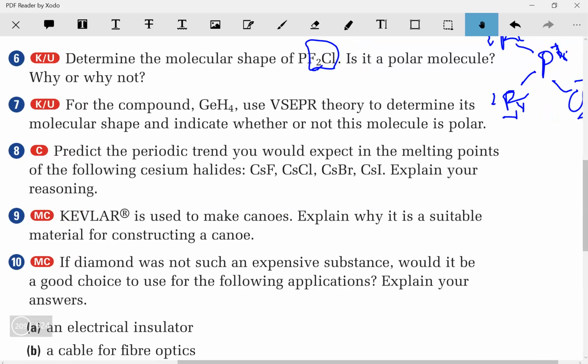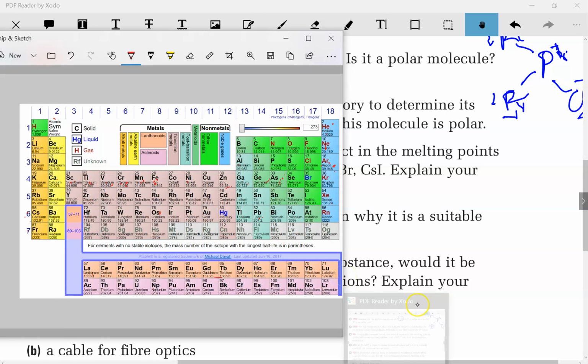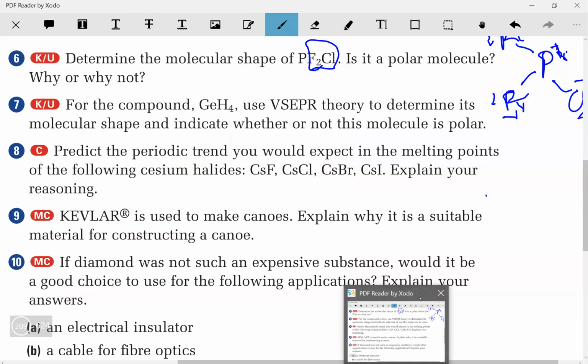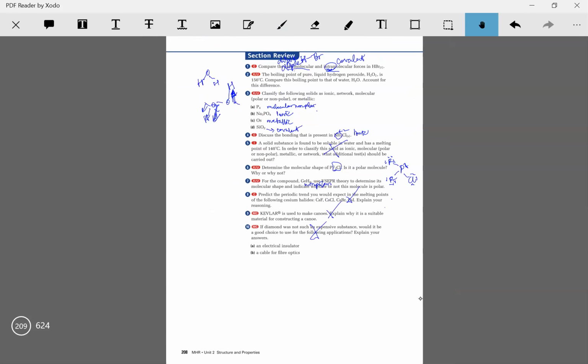Germanium hydride, I think that one's called GeH4. Yep, it's below carbon. So germanium hydride would probably look tetrahedral, and therefore it would be nonpolar because of its shape. We didn't do that. We didn't do that. We can let that go. That's basically it.